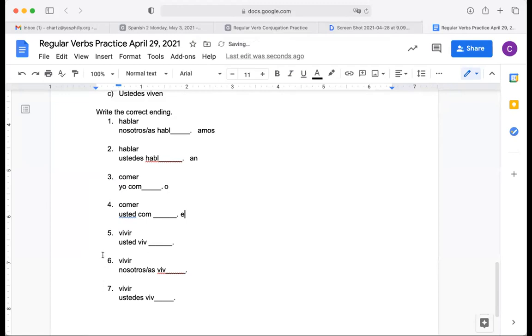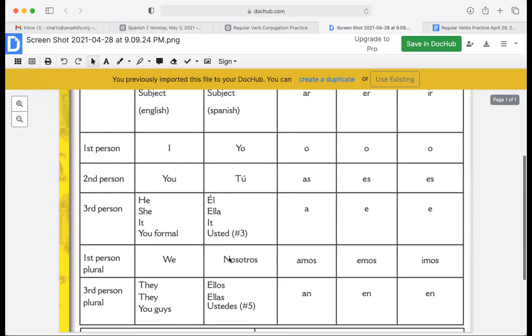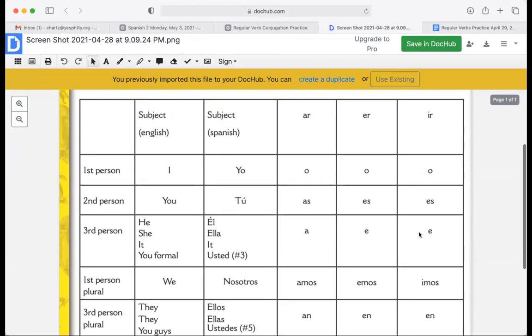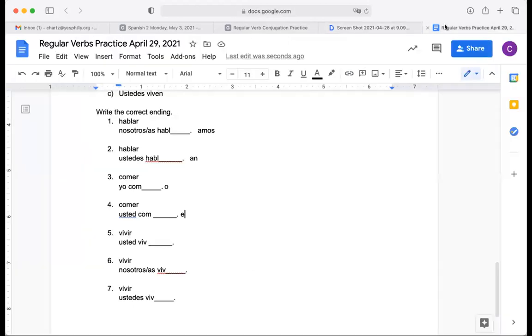Usted come. For 5, we have vivir. And we have usted vive, something with an ending. So let's go over here. We're going to look for usted. Usted is right here in our subjects, and we're going to go all the way over to IR verbs because vivir is IR. So it's going to be an E ending, right?